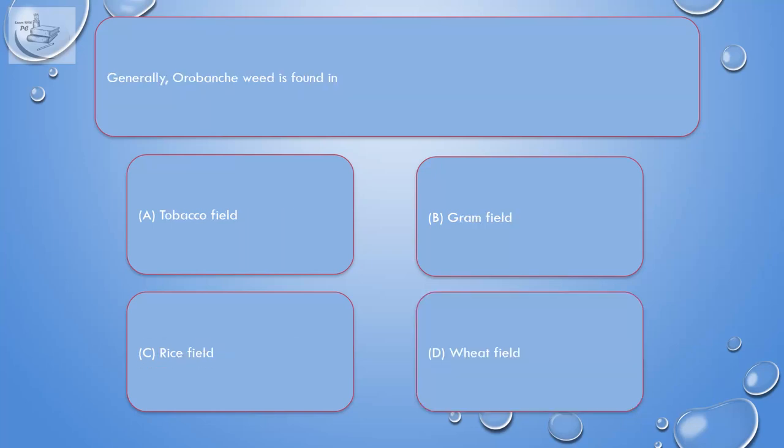Question: Generally, Orobanche weed is found in A. Tobacco field. B. Gram field. C. Rice field. D. Wheat field. Correct answer is A. Tobacco field.